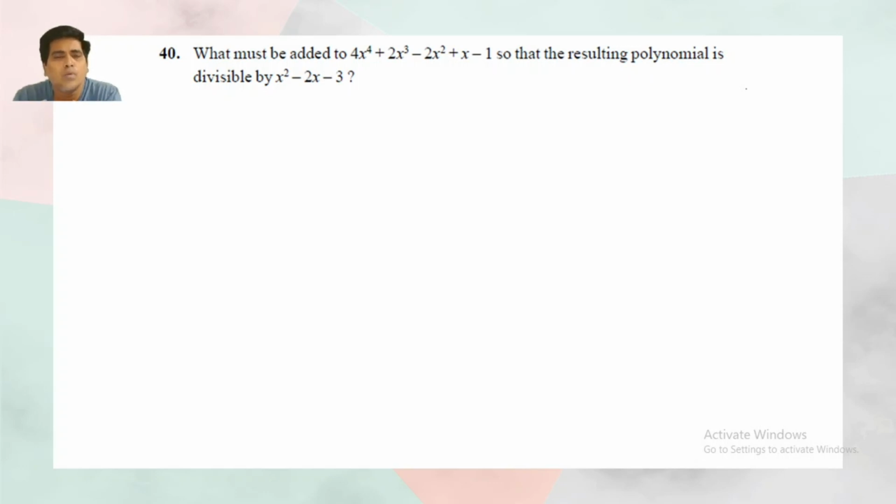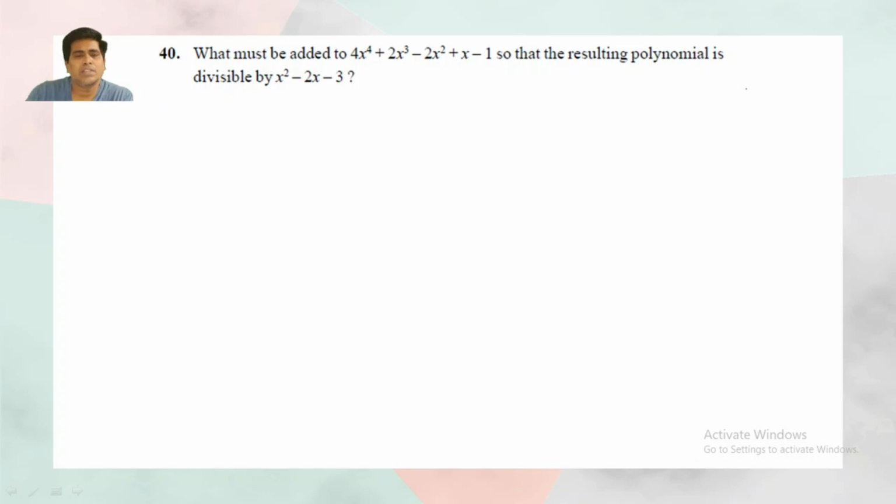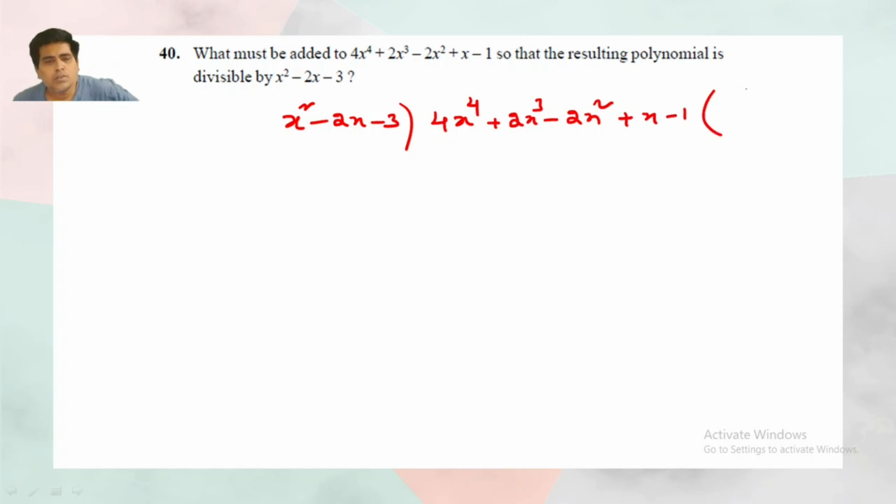So what is the biquadratic polynomial here? 4x power 4 plus 2x cube minus 2x square plus x minus 1. So what must be added to this polynomial so that the resulting polynomial will be completely divisible? Minus 2x square plus x minus 1. So how to solve this problem? What is the logic we are applying here?